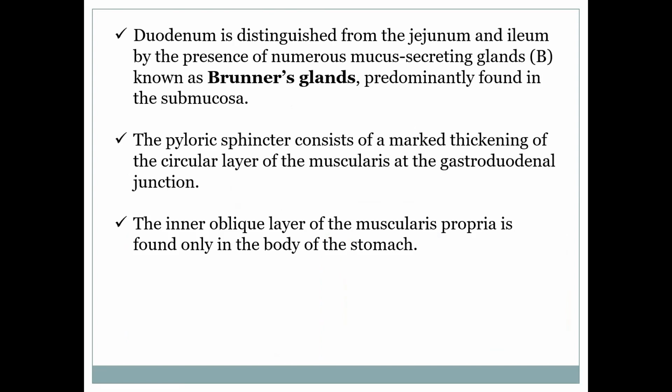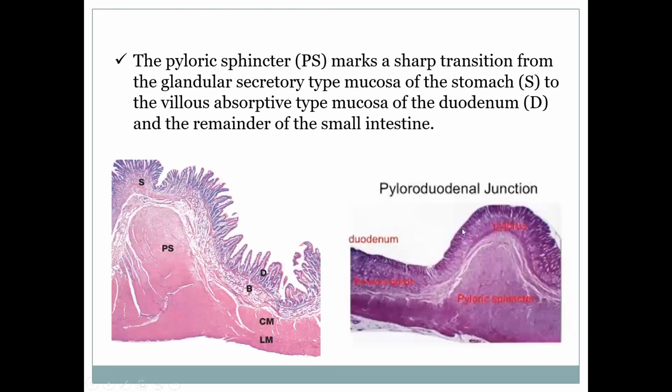So the pyloric sphincter area consists of a very high, markedly thickened circular layer of muscularis propria at the gastroduodenal junction. But the inner oblique layer of the muscularis propria is found only in the body of the stomach. It's not found in the pylorus or the other areas.